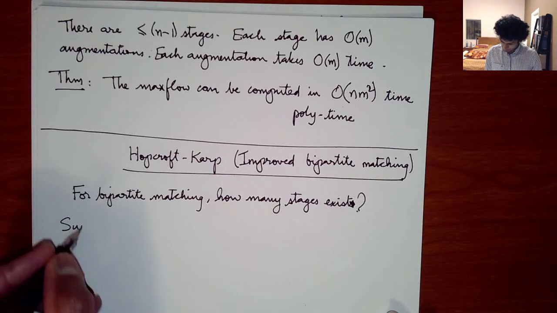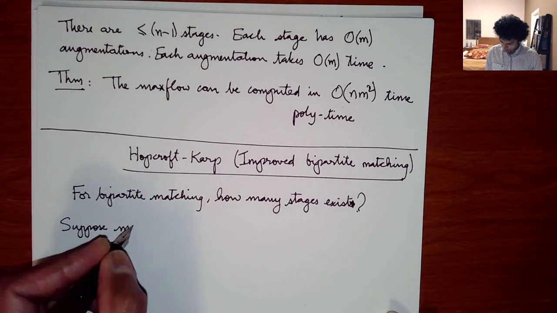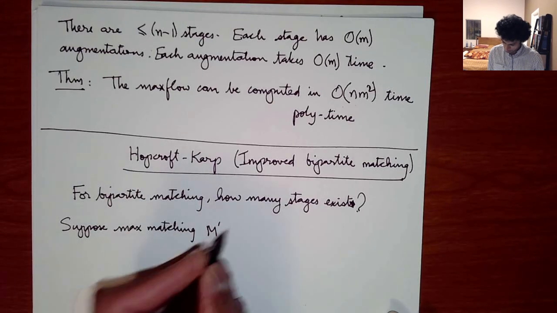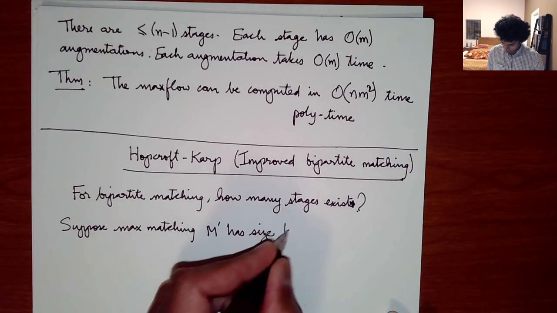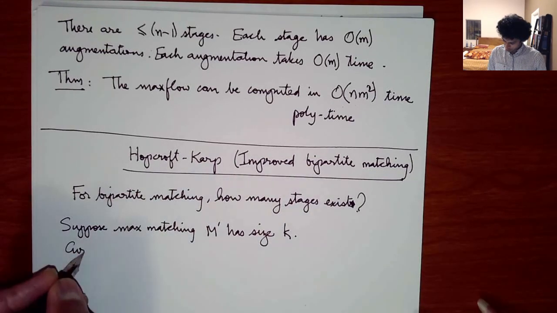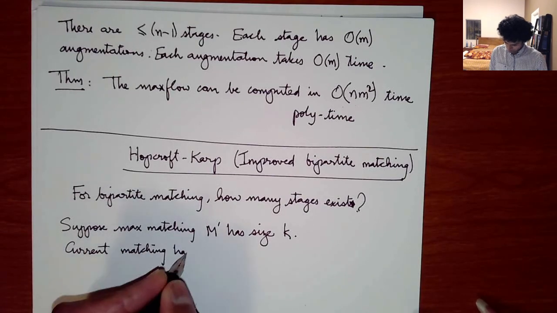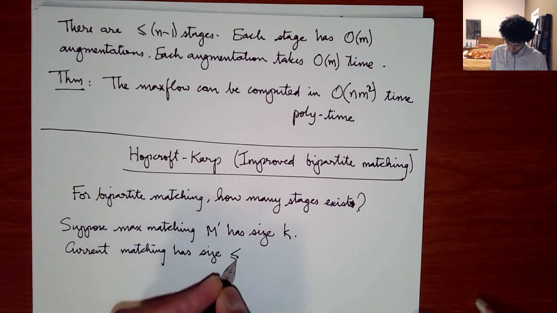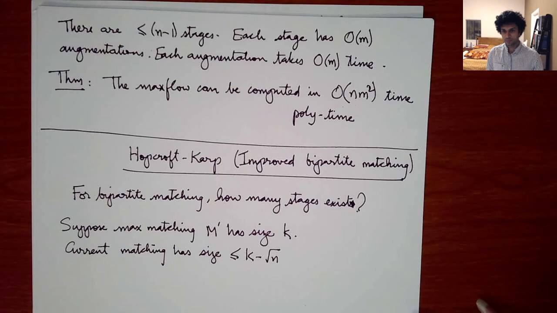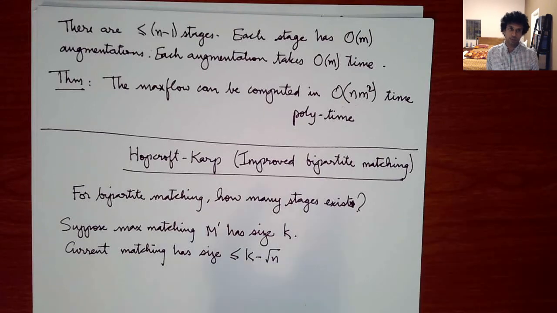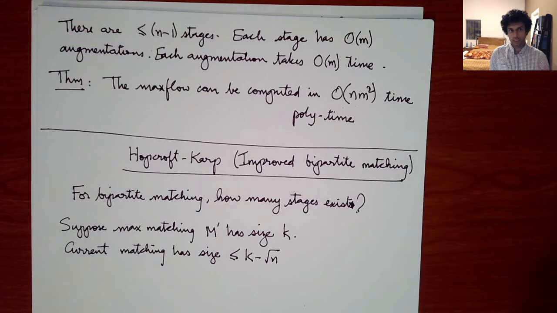So suppose the max matching M' has size k, and let's say the current matching has size at most k minus root n. What we'll show is that when the matching is significantly smaller, there actually cannot be too many stages. And the moment that matching becomes sufficiently large, there aren't going to be too many stages left. So that is the argument.